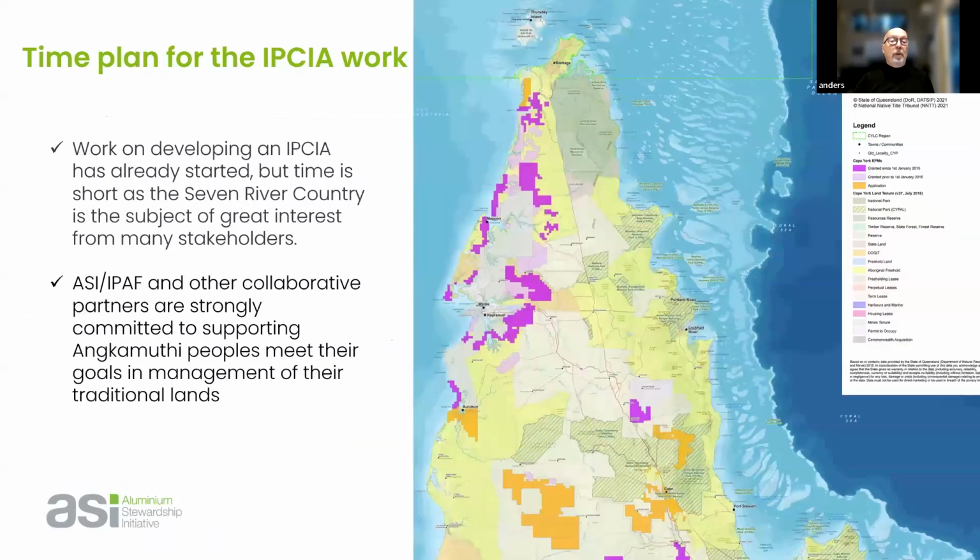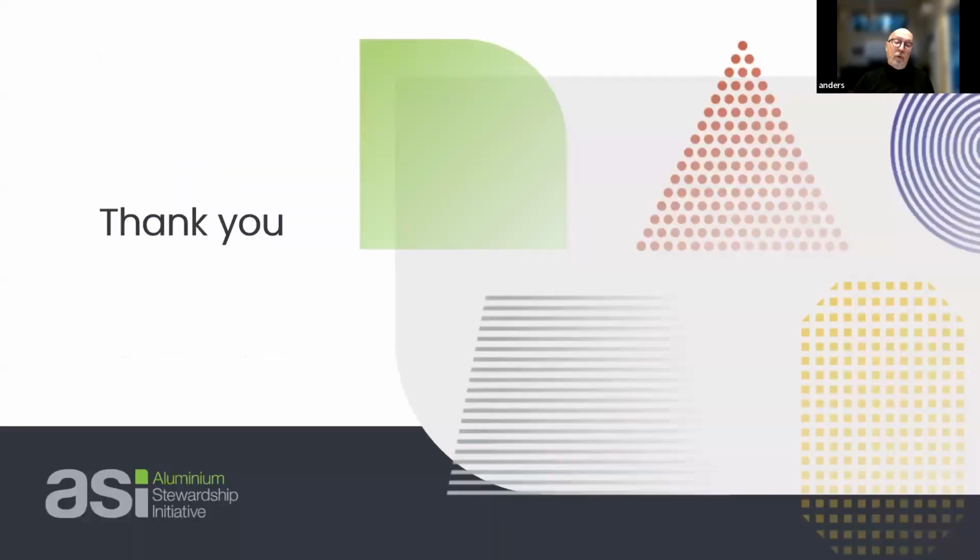Work on developing an IPCIA has already started, but time is short as the Seven River Country is the subject of great interest from many stakeholders. And in the map on the right side, you see the granted licenses in Cape York regions since the 1st of January 2015 for mining activities. ASI, IPAF, and other collaborative partners are strongly committed to supporting Angamuthi people to meet their goals and management of their traditional lands. And by that, I end this presentation and thank you for listening.